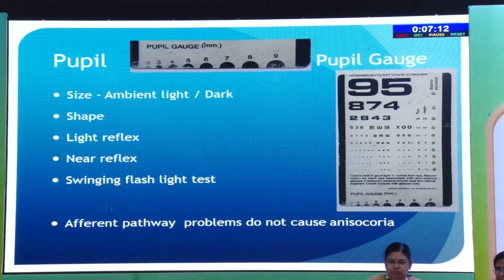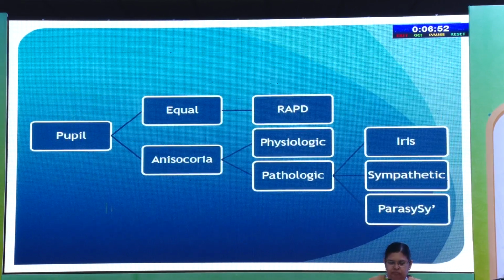Examining the pupil per se, you can gauge the size of the pupil. You can see my card is quite badly worn out. Anyway, the size of the pupil, the shape of the pupil, light reaction, near reflex, and swinging flashlight test. And important to remember, an isolated afferent pathway problem does not cause an anisocoria. That is something we always need to keep in mind. So you see if it's equal pupil size or anisocoria, and if equal, then you obviously check for an RAPD. Anisocoria, as I said, can be physiological, which can be differentiated, as I'll explain, and pathological. So it can be a problem with the iris, sympathetic or parasympathetic pathway.